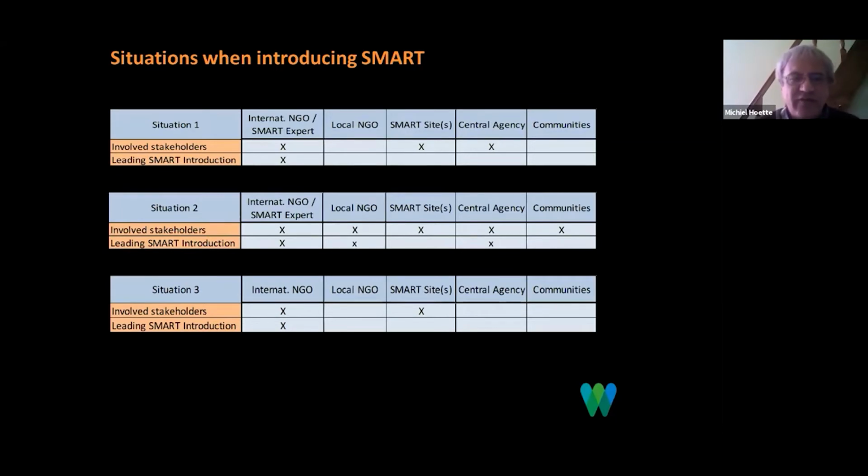So much more favorable would be a situation like situation 2. If you're in a situation where you could involve local NGOs and the central agency and communities, I think you should always try to do so and form a team that leads the introduction of SMART together. Try to create some local capacity for taking over at a certain point at the sites where you're working, but also to create a capacity for expanding to new sites and eventually do that without support from international NGOs like WCS. I think we should always strive for that.